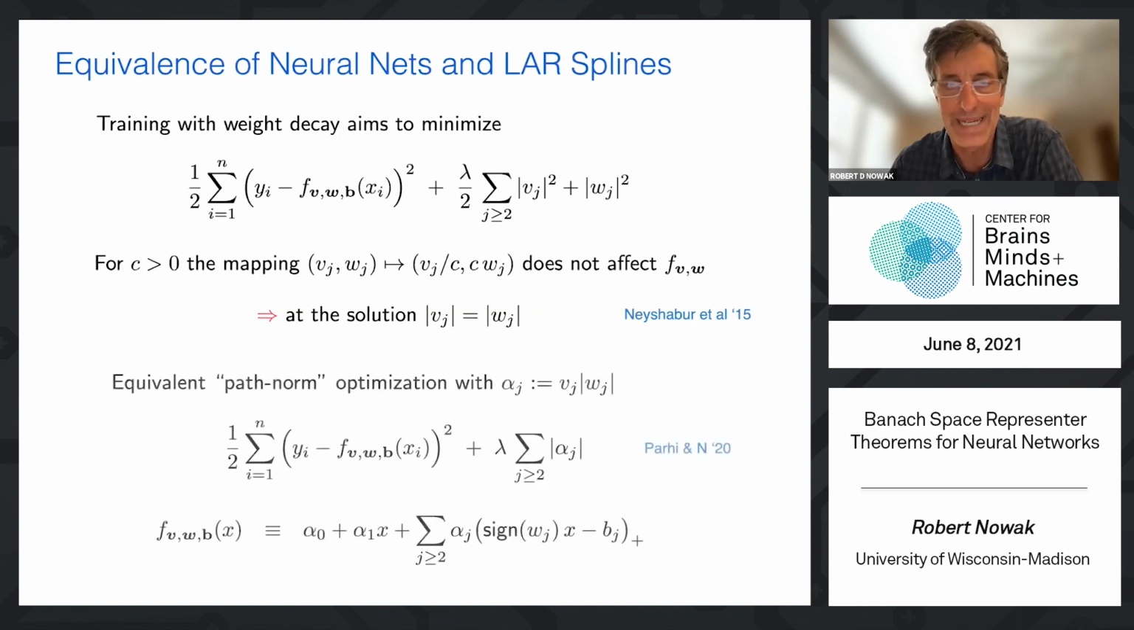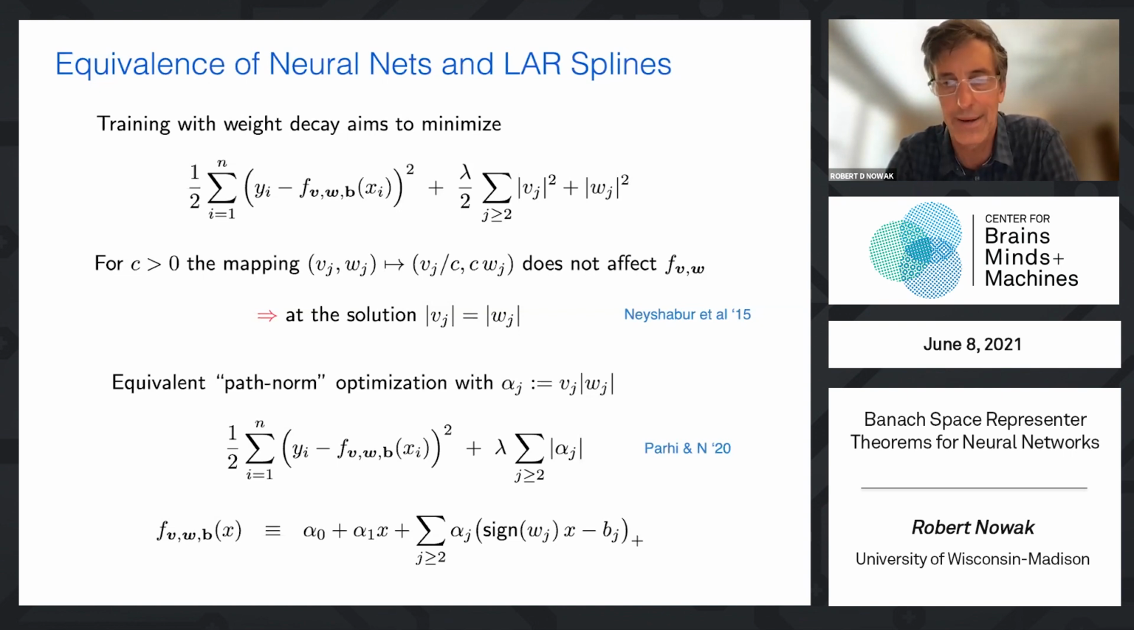So what does that mean? It means that effectively, using weight decay is equivalent to regularizing with something called the path norm. The path norm is just a reparameterization where we introduce parameters alpha j, which are the product of Vj, the output layer weight, with Wj, the input layer weight. If we do that, we can rewrite it again in that lasso-like form that we saw with the locally adaptive regression spline.